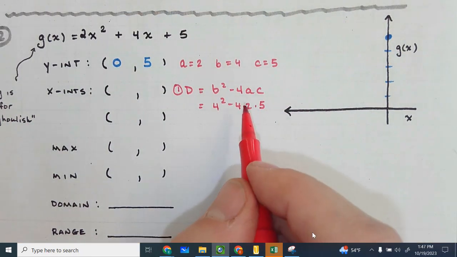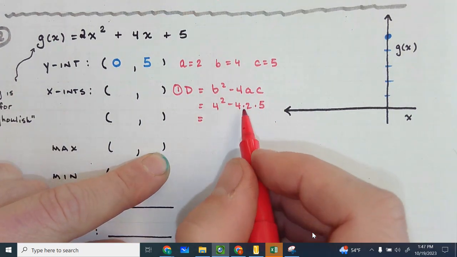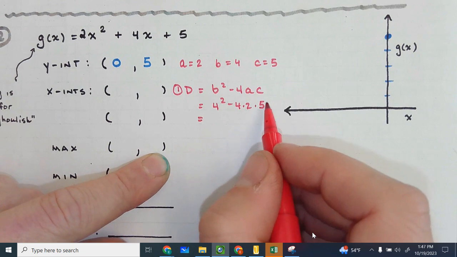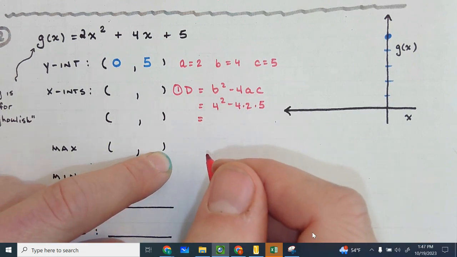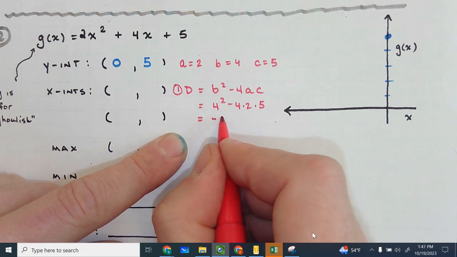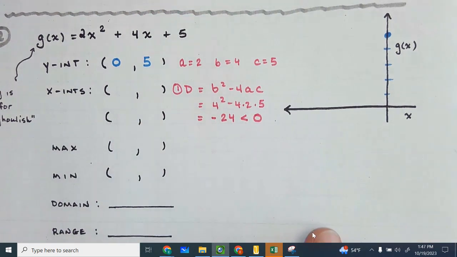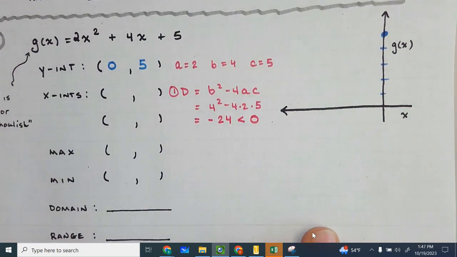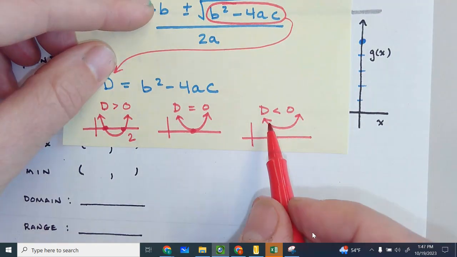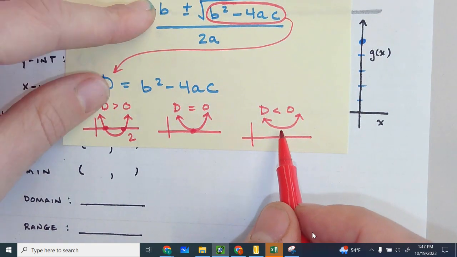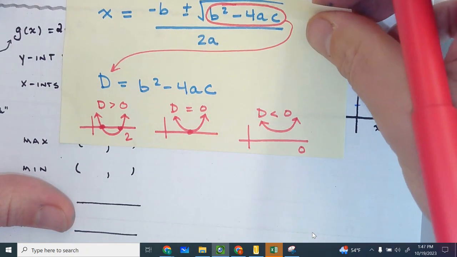Oh, now do you see what I see right here? That this is 16. Take away, what is that, 40? So we're going to end up with negative 24. So the discriminant is less than 0. And if the discriminant is less than 0, we are looking at this situation right here, which means there are going to be 0 x-intercepts.